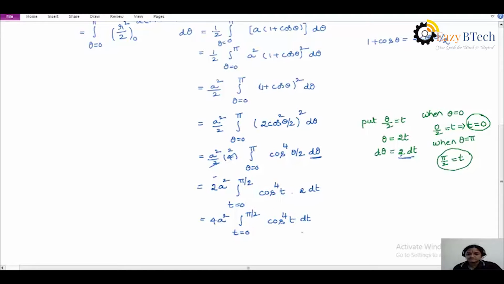So we are having a formula. What is this formula? The n minus 1 by n formula for even values, because the power is even here. Then n minus 1 by n, n minus 3 by n minus 2, and so on, into pi by 2. Here n is 4, then 3 by 4 and again 1 by 2, into pi by 2. Then 4 will be cancelled here. Then 3 pi a square by 4 is the answer of this question. 3 pi a square by 4.